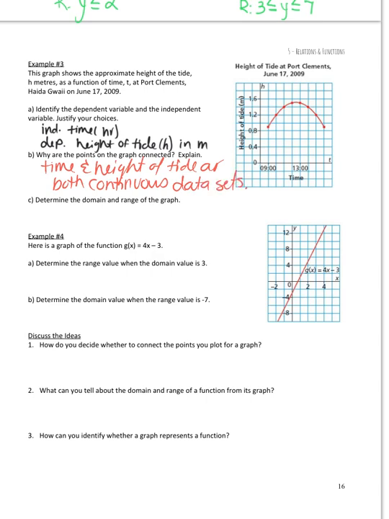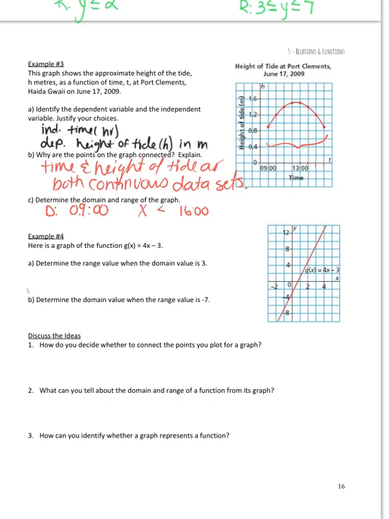So it is a continuous graph and we can connect the points. Determine the domain and range of the graph. So again, domain is our x values. It looks to be here that we are constrained between 0900 and this is 13, 14, 15, 1600 hours. Okay, so x in between.